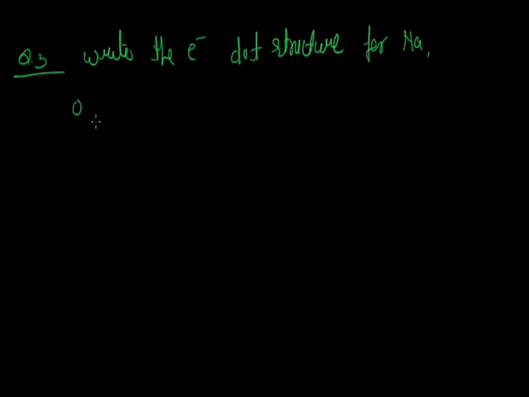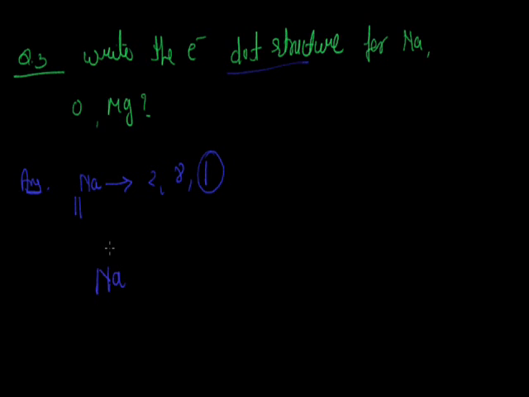Now the next question is to write the electron dot structure for sodium, oxygen and magnesium. Sodium has atomic number 11 and its electronic configuration is 2, 8, 1. In the electron dot structure we use only the valence electrons present in the last shell. Sodium has a single electron in the outermost shell, so its electron dot structure is of this type. The electron is represented with the help of a dot or cross.